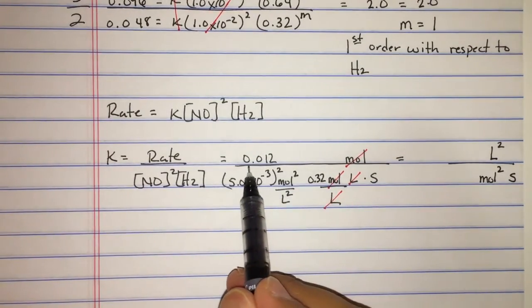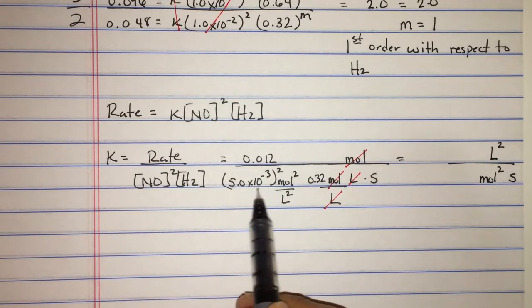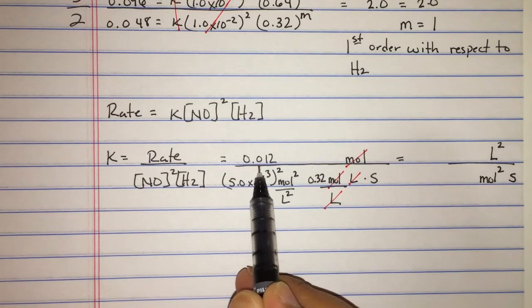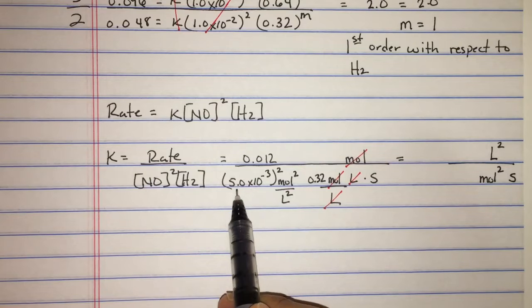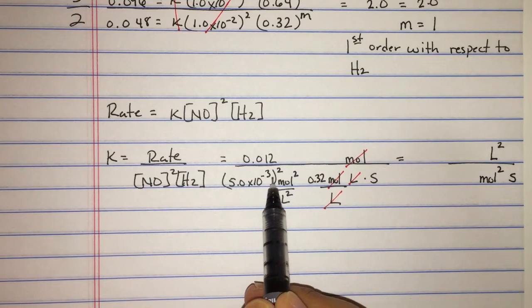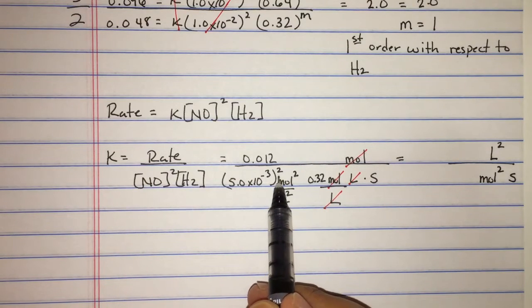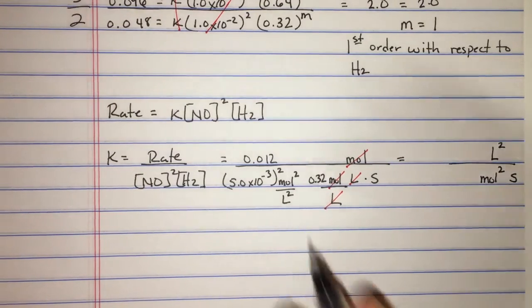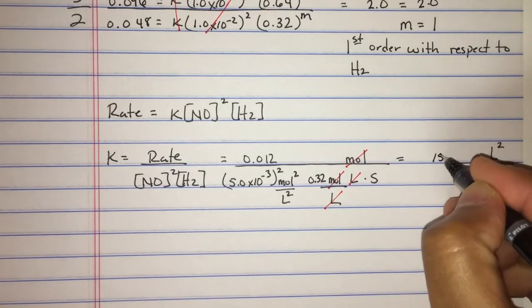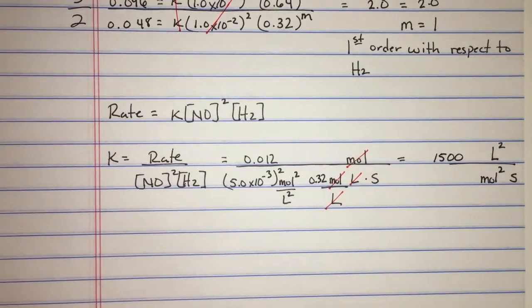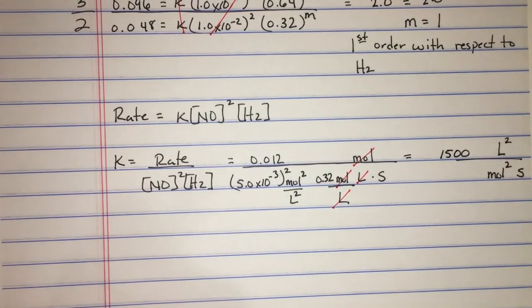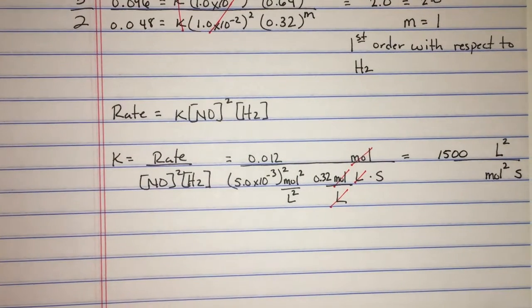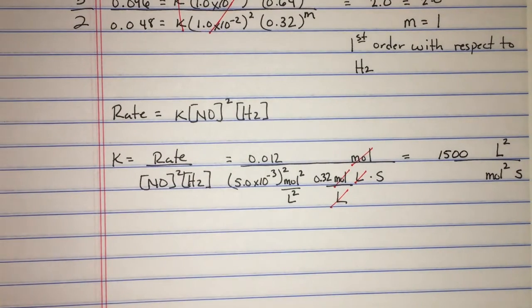Okay, so when you plug in these numbers, don't forget to square this term here. So it's 0.012 divided by 5.0 10 to the minus 3 squared. And whatever that number is, don't forget to divide by this number for the hydrogen, 0.32. So the answer here, 1,500 liters squared per mole squared seconds. This is the rate constant.